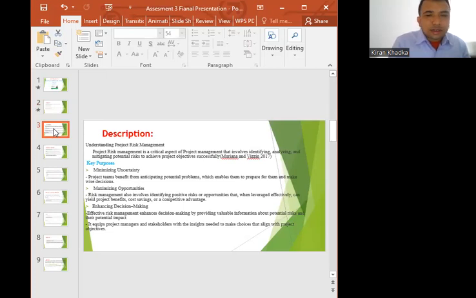In the description section, I will define project risk management. Project risk management is a structured approach that involves recognizing, evaluating, and addressing potential risks that can impact the successful outcome of a project. Its core purpose can be summarized as follows. First of all, minimizing uncertainty.